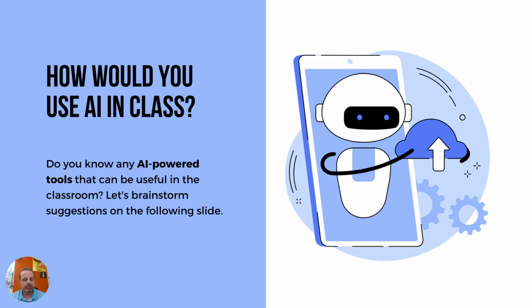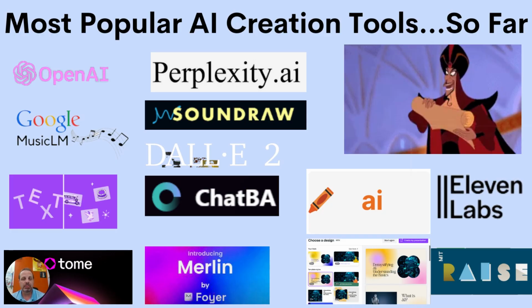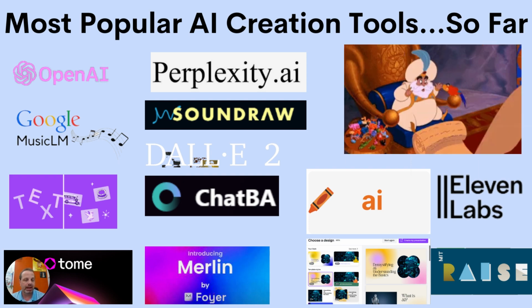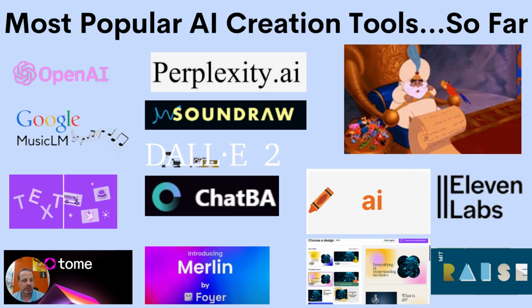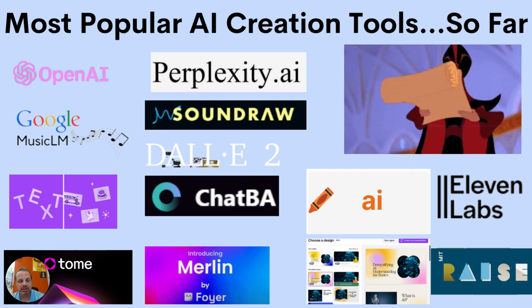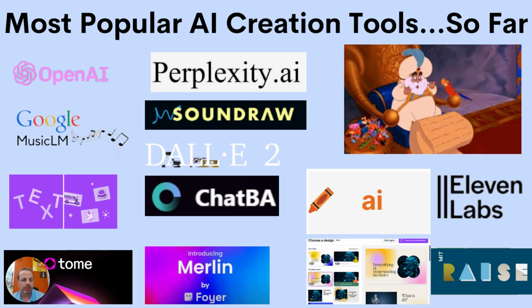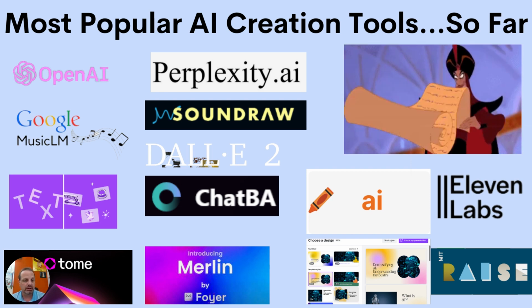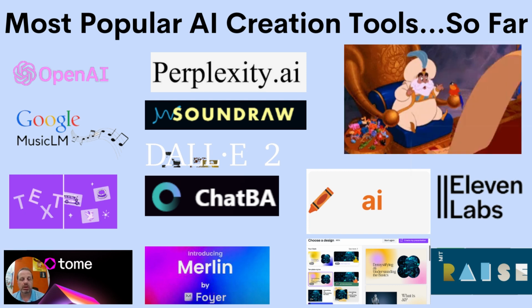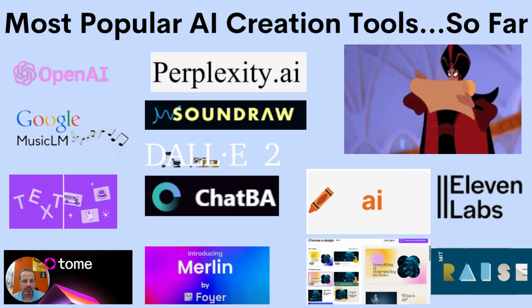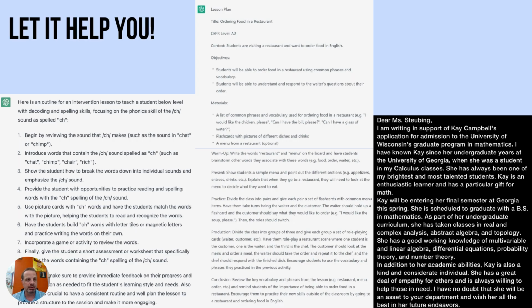So then how could we use AI in our classroom? As I said, there are so many different platforms that seem to be popping up every second of every day. Just some of the most popular ones so far. OpenAI is ChatGPT, that is a text generator. Google MusicLM will actually put music to set the mood or the tone of famous artists and famous paintings. Tome, Merlin, all of those are presentation generators, and they just seem to keep popping up.